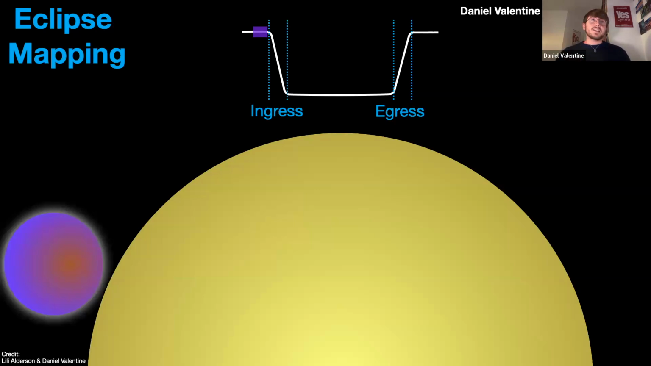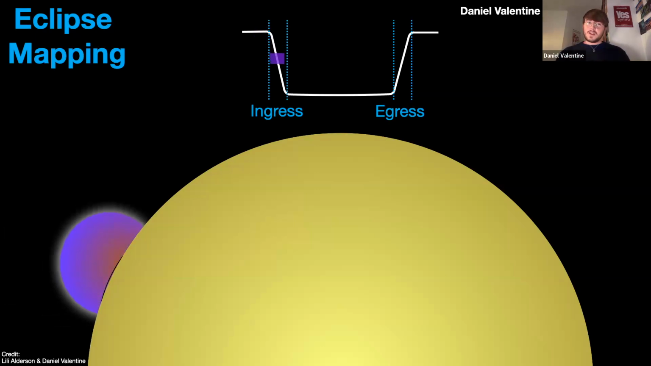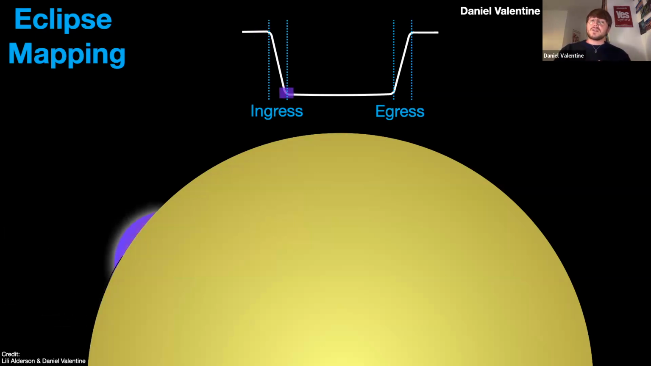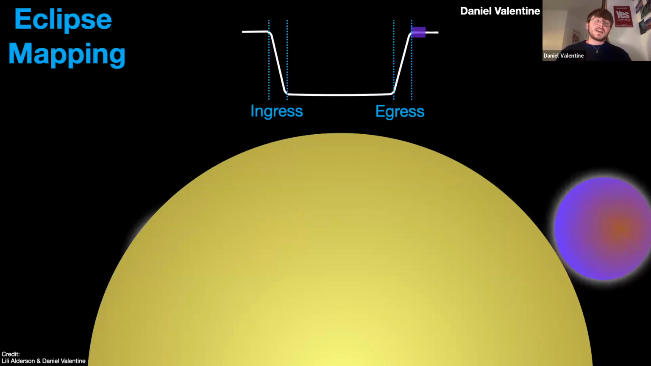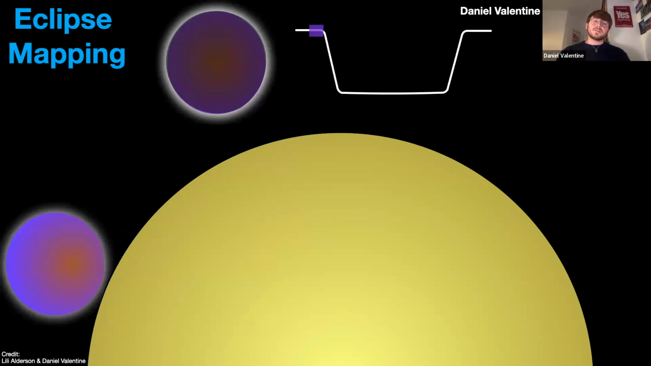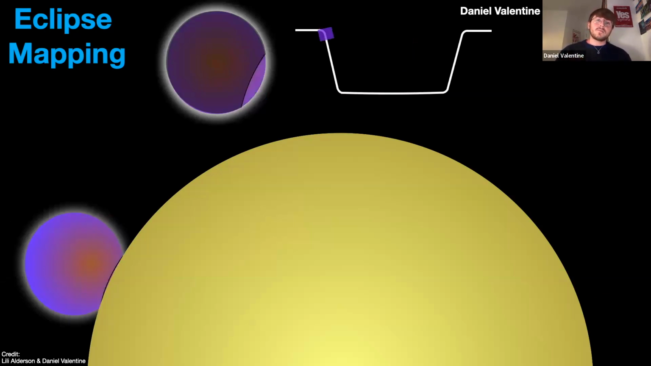We know that in reality, the eclipse is not an instantaneous process. During ingress, the host star actually gradually occults the planet, leading to gradual flux decreases in the light curve until the planet is fully eclipsed, and vice versa during egress as the planet is revealed from behind the star. And thanks to the high cadence of JWST observations, we actually take many measurements during these times of partial eclipse.